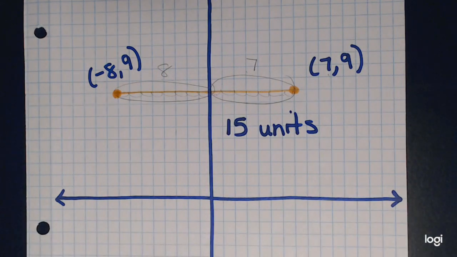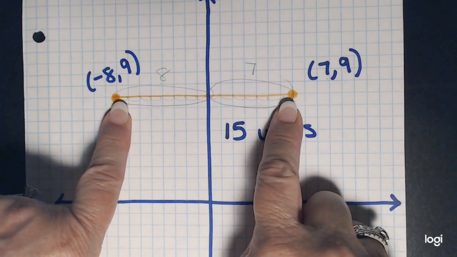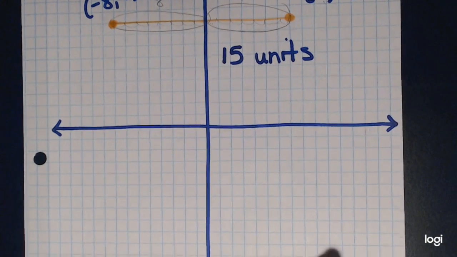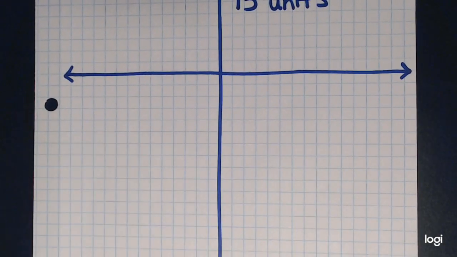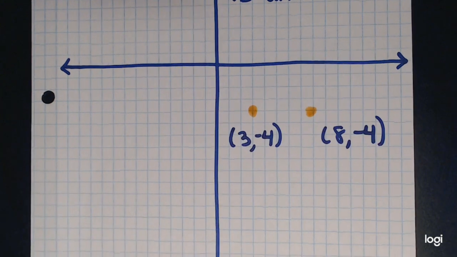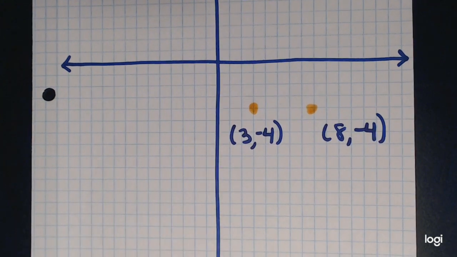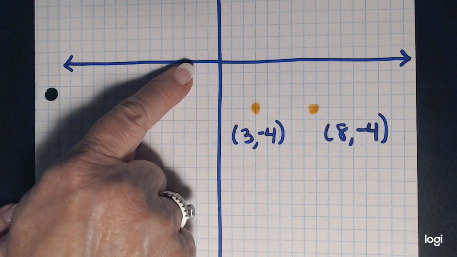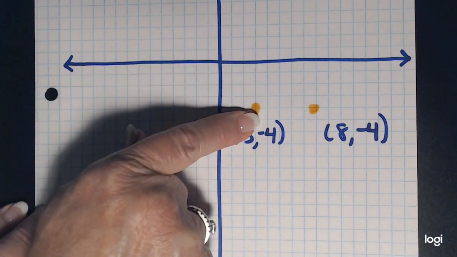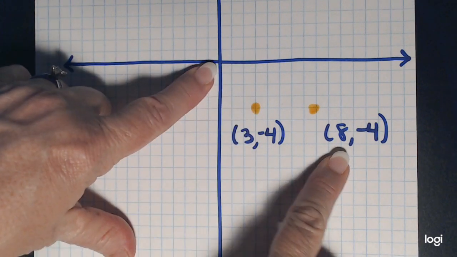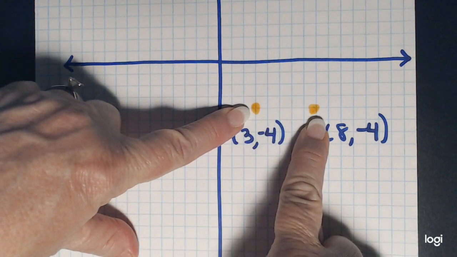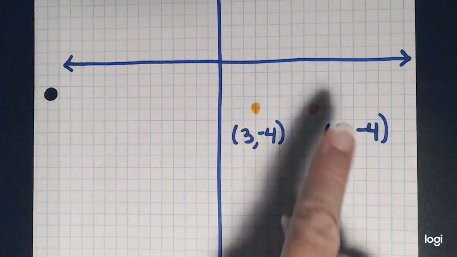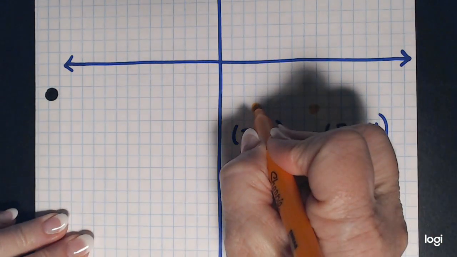Now, if you notice, the 2 points that I've plotted are in 2 different quadrants. What do you think would happen if I plotted this? So, these are the points. This one is at positive 3, negative 4. And my other point is going over to positive 8, negative 4. There's my 2 points. What's the distance in between them?